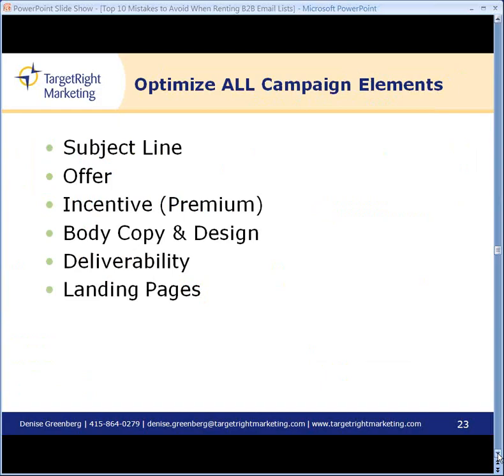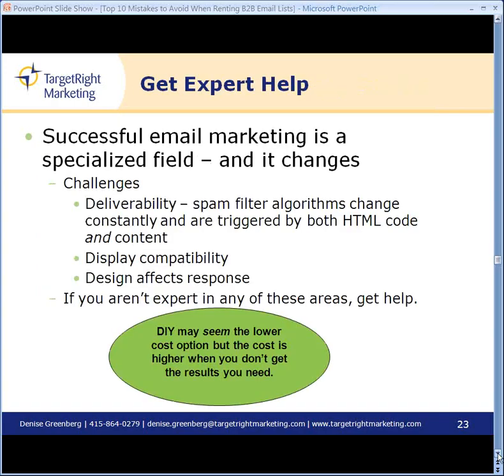Moving on to our next topic, it's important to optimize all campaign elements. You want to optimize your subject line, your offer, your incentive, the body copy and design, the deliverability, that is, how well your email gets through spam filters and displays correctly on different email programs. And you really need to pay attention to the landing pages, which I'm going to dwell on further in the presentation. And get expert help if you need it.